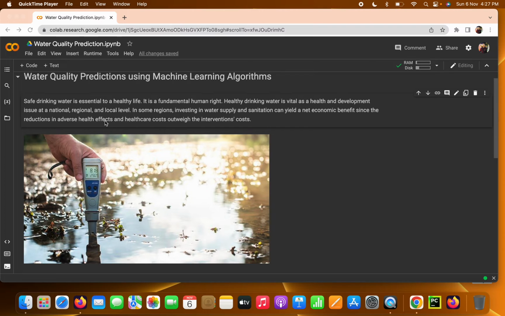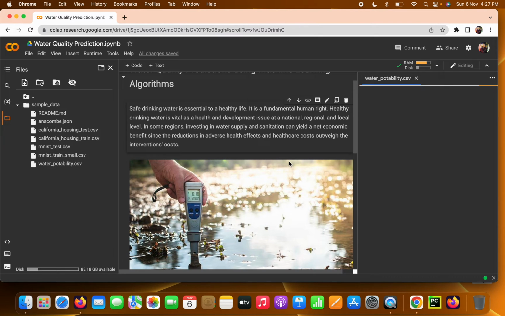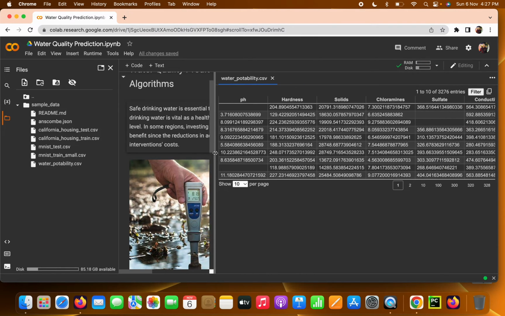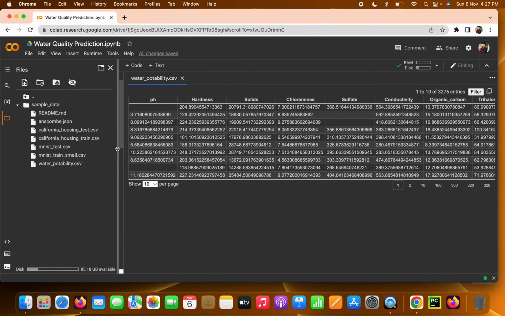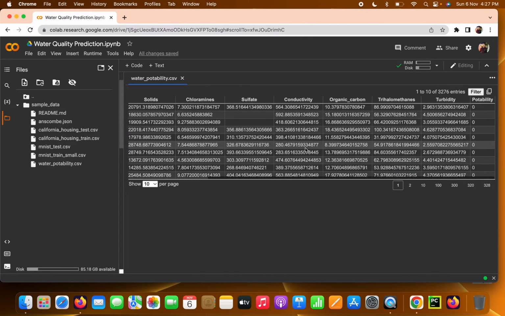This data set we are going to import in the next video, because I have already imported it, and I will share this data set with you also. It is potability.csv. In this you will have so many features: pH, hardness of the water, solids, sulfate, conductivity, organic carbon, and many more. And the last one is potability.